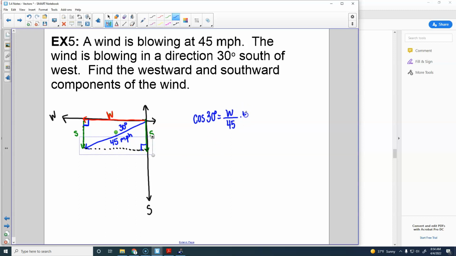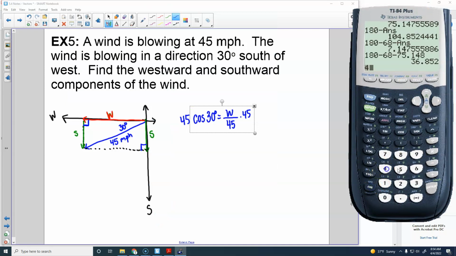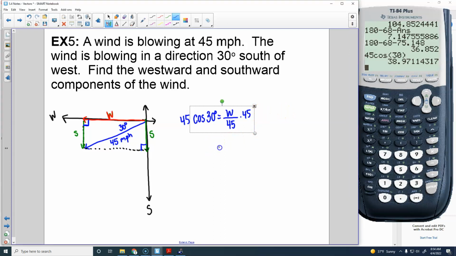And then we just have to multiply both sides by 45. So 45 cosine of 30 is going to give us 38.971. So our westward component here would be 38.971 miles per hour.